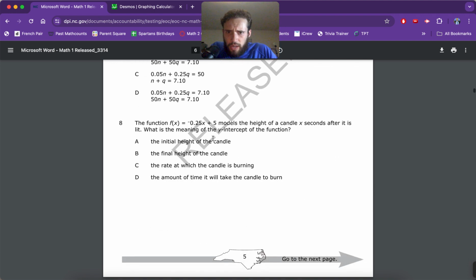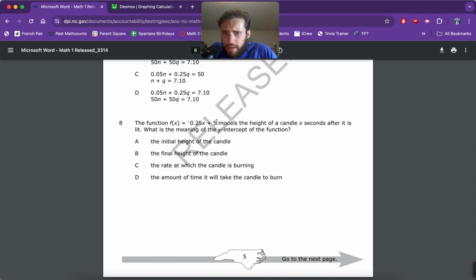All right, the function f of x equals negative 0.25x plus 5 models the height of a candle x seconds after it is lit. So it looks like the slope is negative 0.25. That means every second that passes, x is seconds, the height goes down by a quarter of, I don't think it gives the units, but whatever, a quarter of an inch or whatever it's supposed to be.